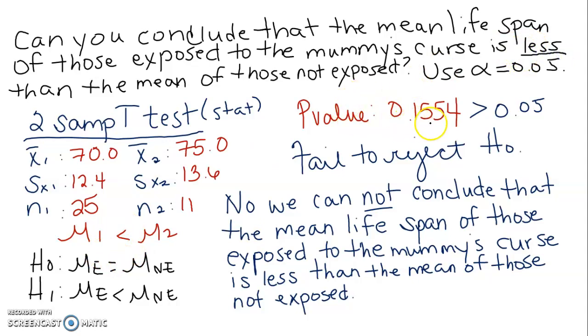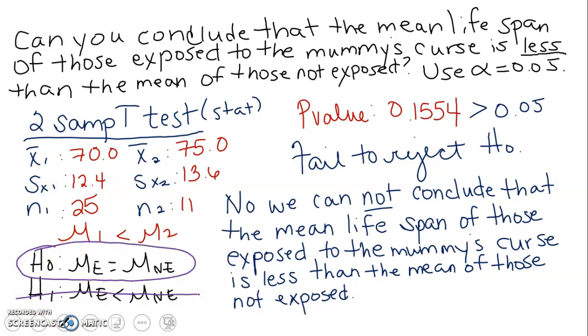And the p-value that I got was 0.1554, which is greater than the significance level of 0.05, which means that we fail to reject the null. And if we fail to reject the null, there's not enough evidence to support the claim. So no, we cannot conclude that the mean lifespan of those exposed to the mummy's curse is less than the mean of those not exposed.